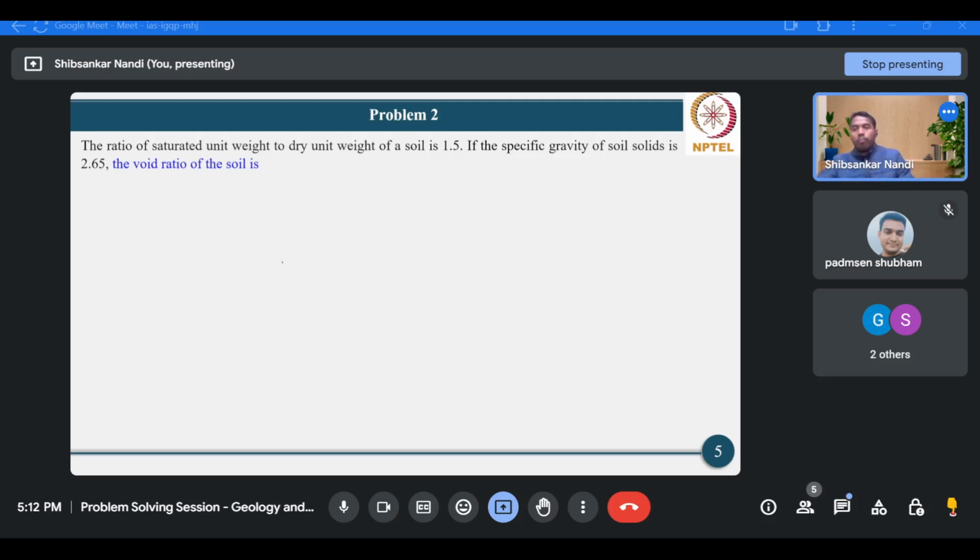Okay, so we'll first summarize the given data. So the given data here, the ratio of saturated unit weight to dry unit weight. So we can use gamma sat to represent saturated unit weight and gamma dry to represent dry unit weight. So this ratio is 1.5, and in addition to this ratio, the specific gravity, that is Gs, is also given to this problem as 2.65. Now by utilizing these two data, we have to calculate the void ratio of the soil.